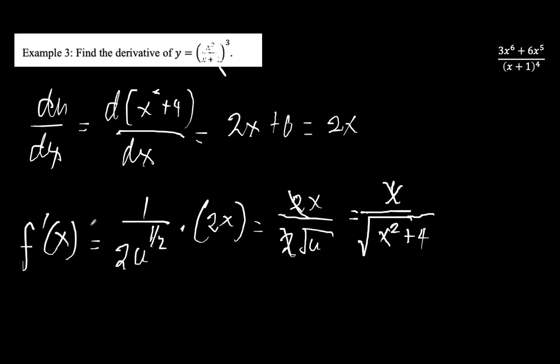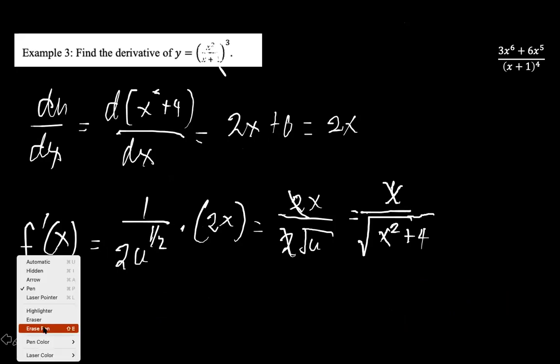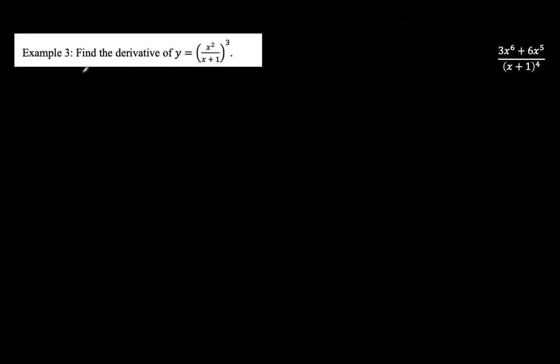All right, so now I'm going to erase this because we will be solving another problem. Okay, example number 3. And kindly answer this before watching the solution, or the two methods in finding the derivatives. It's y is equal to the cube of x squared over x plus 1. So I'm just going to copy x cubed over x plus 1, cubed.